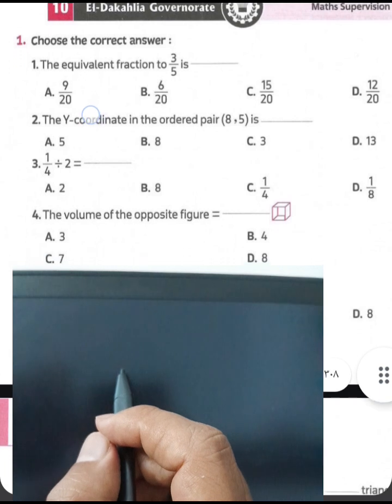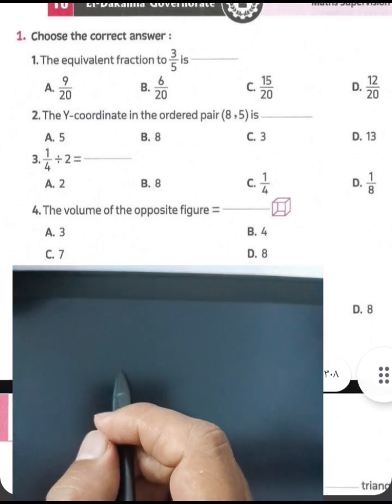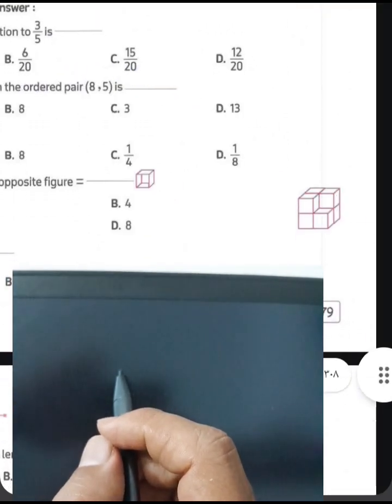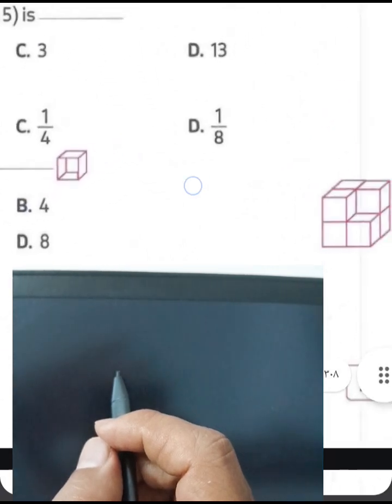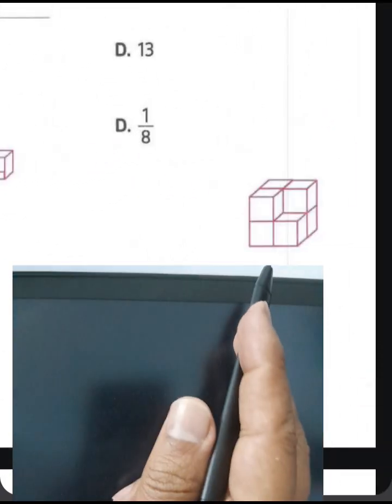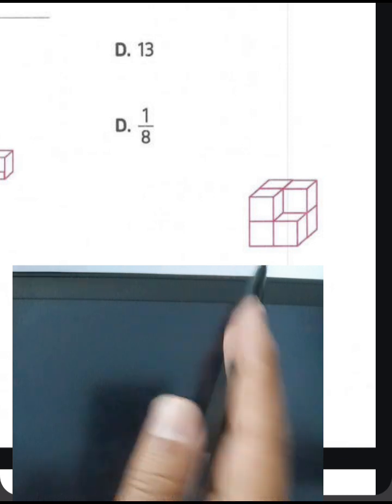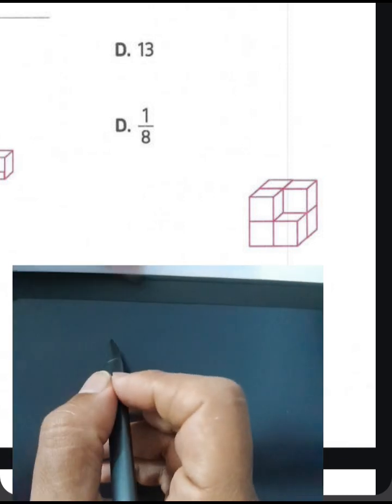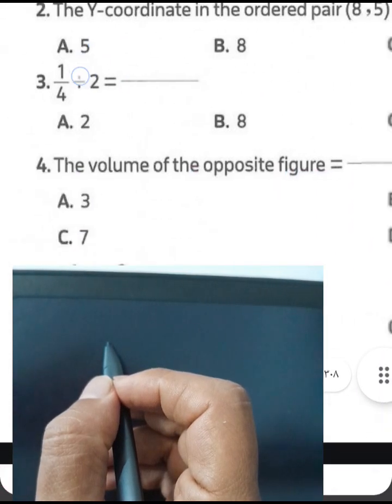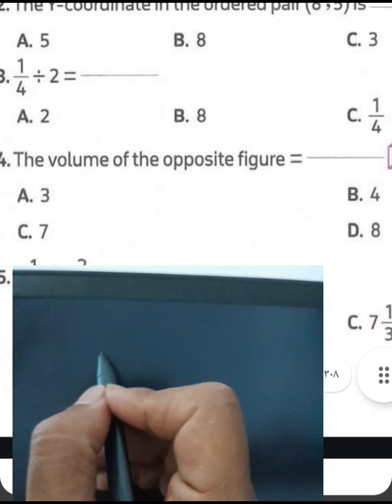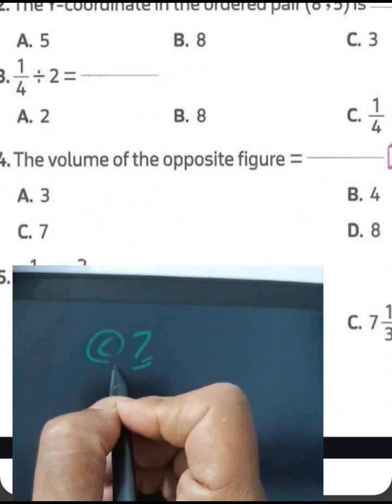Question number 4, the volume of the figure here. We can count how many cubes we have here. Count with me: 1, 2, 3, 4, 5, 6, 7. We have 7 cubes here, then the volume will be 7 cubes. Choose letter C, 7 cubes. We can count the number of cubes.